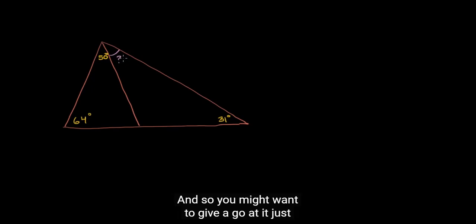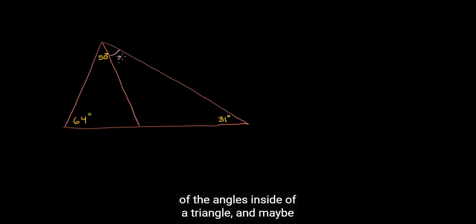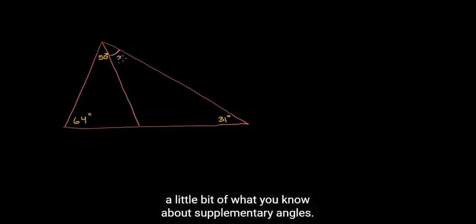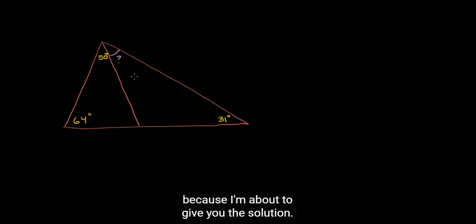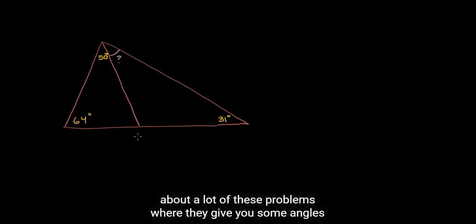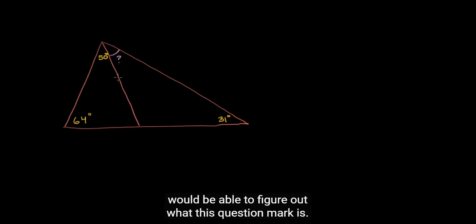And so you might want to give a go at it, just knowing what you know about the sums of the measures of the angles inside of a triangle, and maybe a little bit of what you know about supplementary angles. So you might want to pause it and give it a try yourself, because I'm about to give you the solution. So the first thing you might say, and this is a general way to think about a lot of these problems where they give you some angles and you have to figure out some other angles based on sum of angles in a triangle equaling 180, or this one doesn't have parallel lines on it, but you might see some with parallel lines and supplementary lines and complementary lines, is to just fill in everything that you can figure out, and one way or another you'll probably be able to figure out what this question mark is.